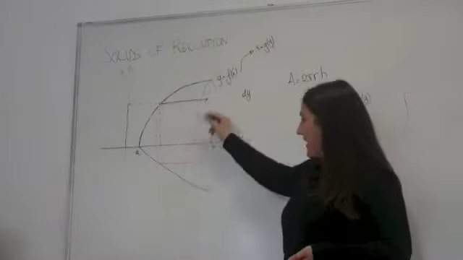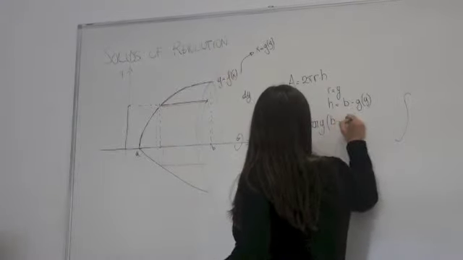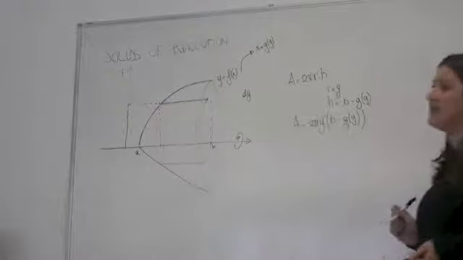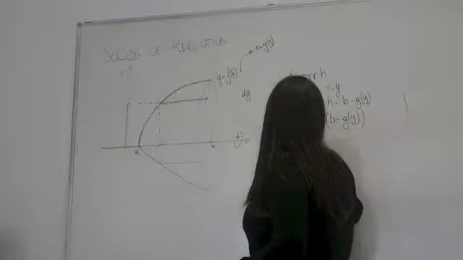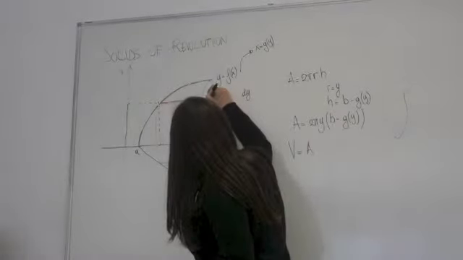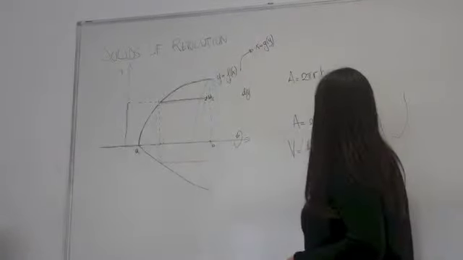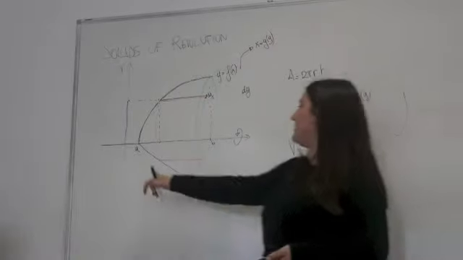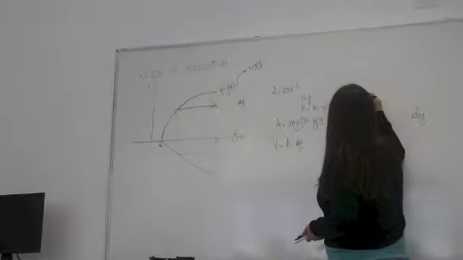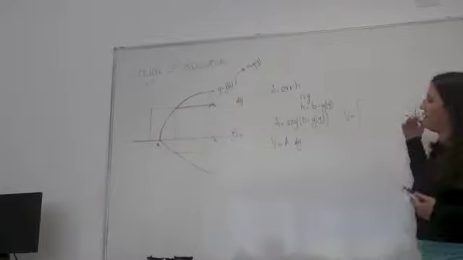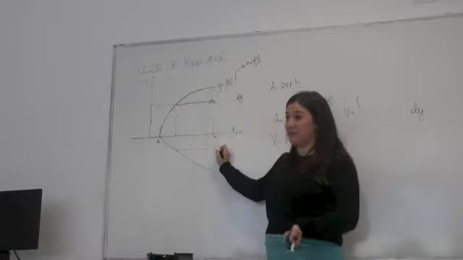Now we can calculate the area of the cylinder, which is 2 pi y times b minus g of y. And we do the same thing that we did before: the volume is the area times dy. And then we integrate. The volume is the integral from, well, not from a to b, because a and b are in terms of x.